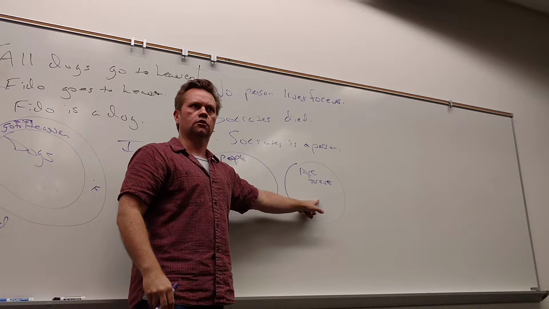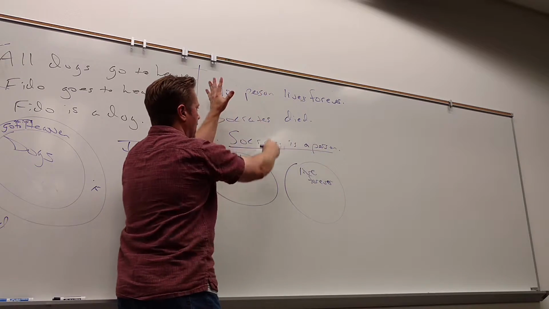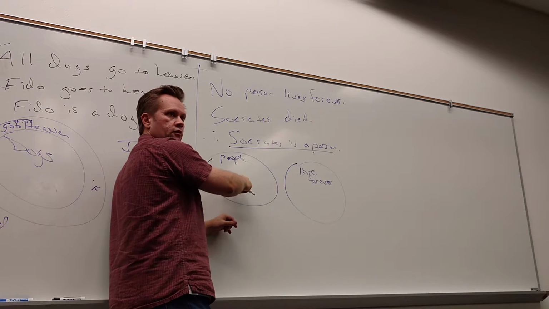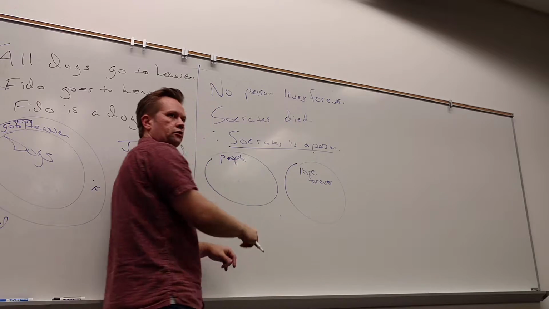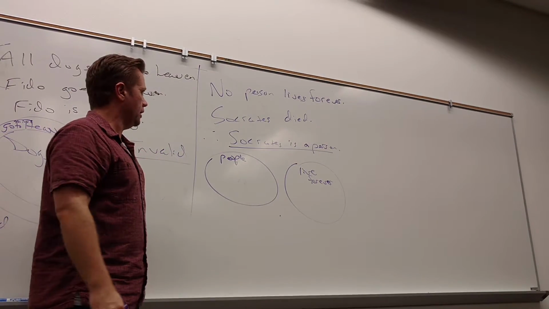Cool? Yeah. So in order for this to be valid, this must be the conclusion. But do I have to put Socrates in this circle? No. I just have to put him outside of that circle. It could be a cat. Totally. Yeah, it could be a cat.